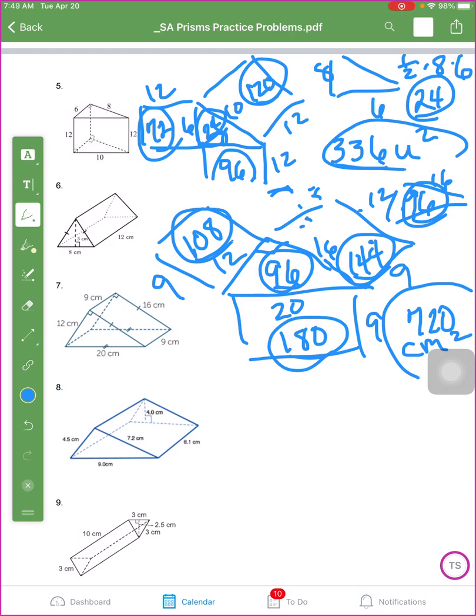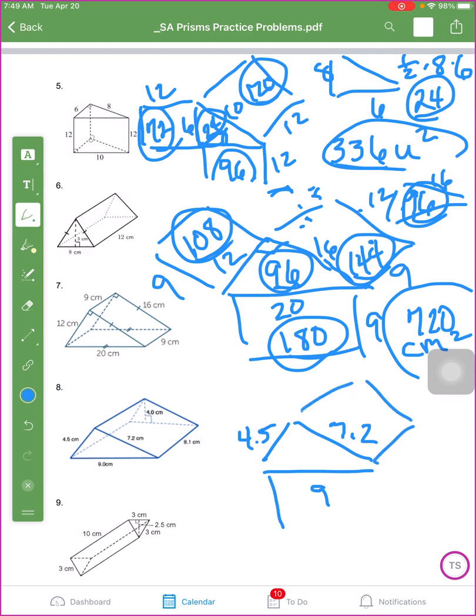All right, for the next one, we're going to do the same thing once again. So we are starting out with a triangular prism. So we're going to draw the triangle. We're told that this is 9, this is 4.5, this is 7.2. We're going to draw the rectangles off of it. The height is 8.1, so that means all of these sides are 8.1. The triangle, we have a height of 4 right here.